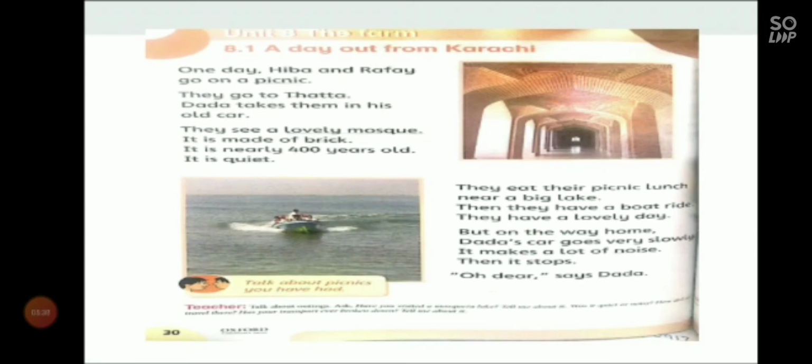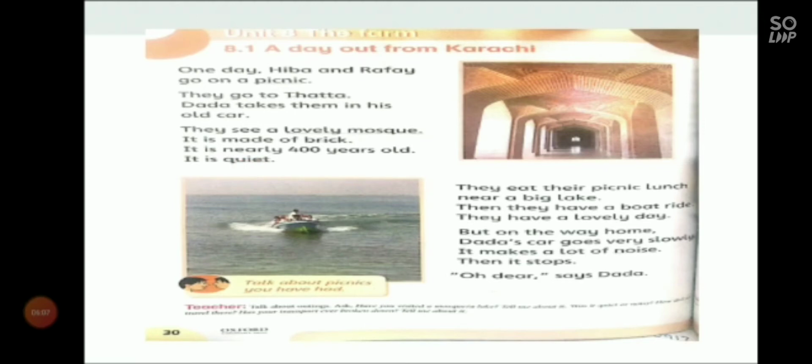Let's start the reading. One day, Hiba and Rafe go on a picnic. They go to Thatta. Dada takes them in his old car. Now what is Thatta? It's a place outside Karachi. They see a lovely mosque. It is made of brick. It is nearly 400 years old. It is quiet.